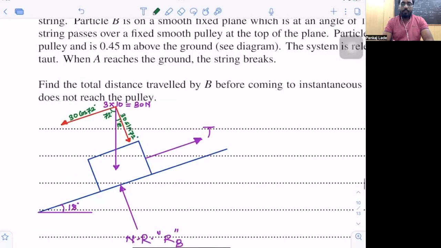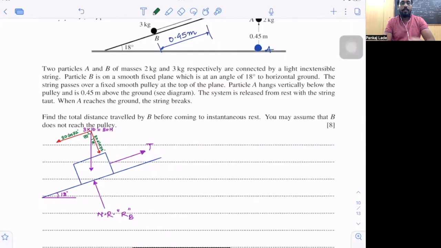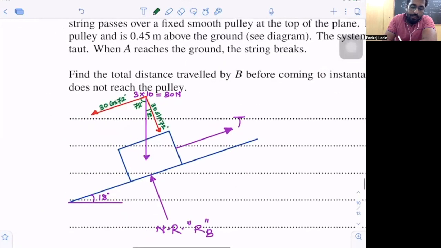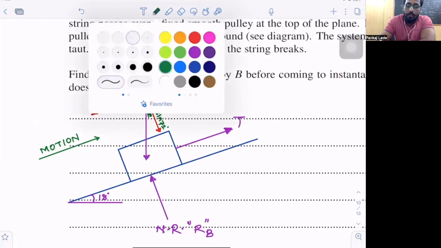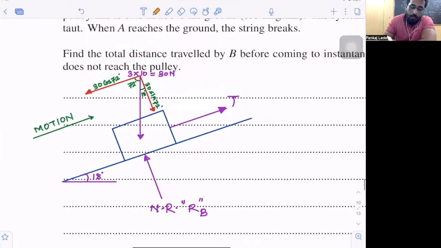Now, where is the impending motion, or where is the particle moving? We know that the particle is going up, right? That's the direction of motion. If the particle is moving up, then I need to get it into dynamic equilibrium. So I should be adding an inertia vector, and the inertia vector will be acting in the downward direction, right? So I'll put up an inertia vector over here. The question is for 8 marks, so plenty of things are expected by the examiner from you.